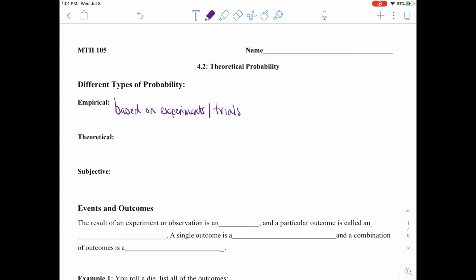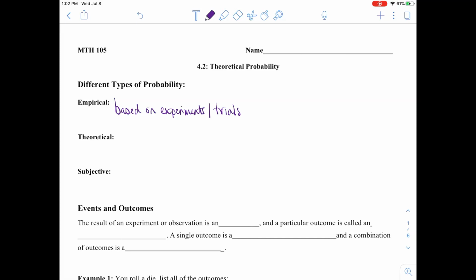So one way to think about this is I ask you to flip a coin 4 times. There is a chance you could get all tails all 4 times, right? And if that happens, that's because you physically did the experiment, the trial. So that's why it will be empirical.